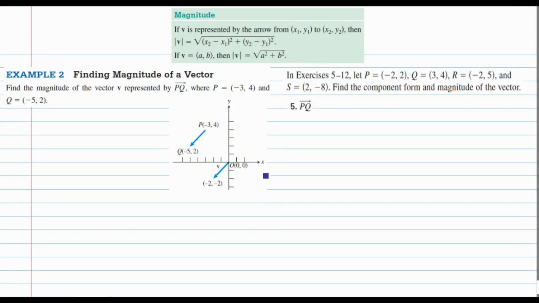This is the screencast for section 6.1, example 2. We're going to look at magnitudes of vectors. Well, a magnitude of a vector is essentially its length.